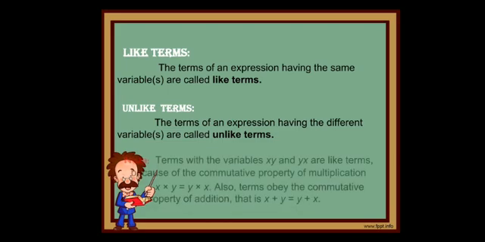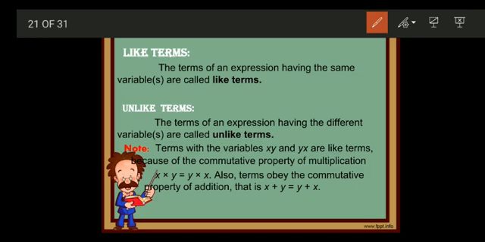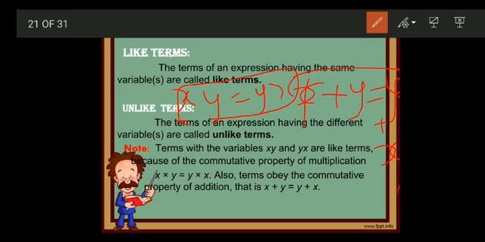And we have to note that terms with variables xy and yx are like terms, because multiplication here is commutative. Also, when you add two variables x and y, that is x plus y, it is equal to y plus x, and x into y is equal to y into x. So we call this commutativity of multiplication and commutativity of addition.